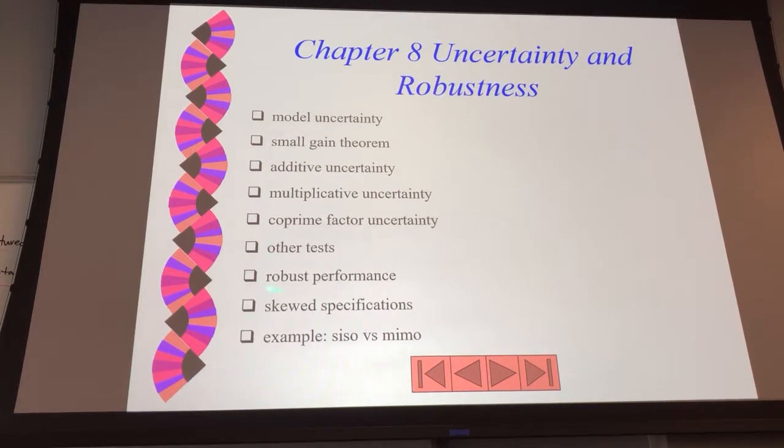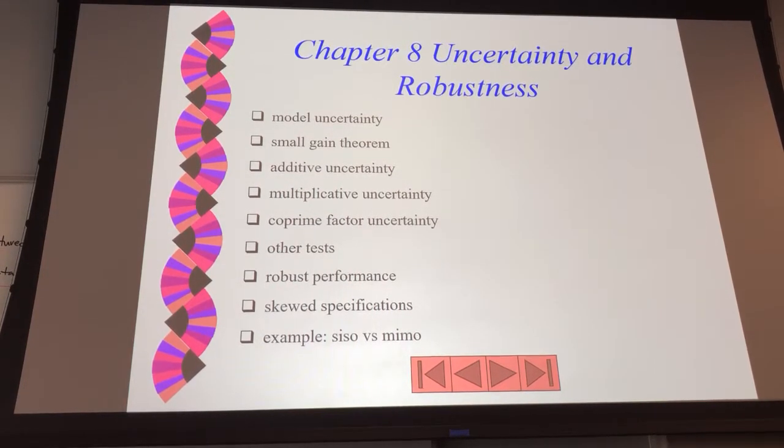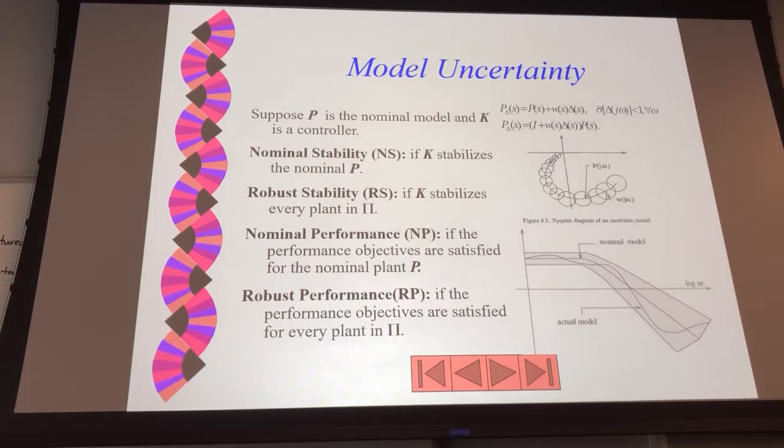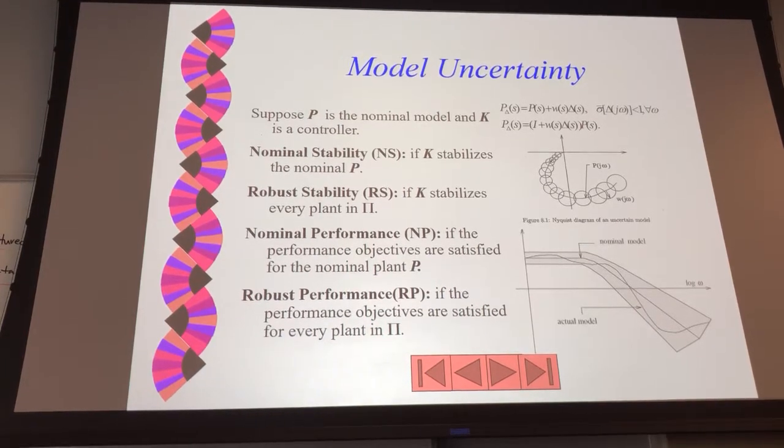And now, today we are going to start from here, robust performance. But let's do it very quickly. We talked about NS, RS, NP, RP, and Pi is my model set. There are multiple ways to define the model set.